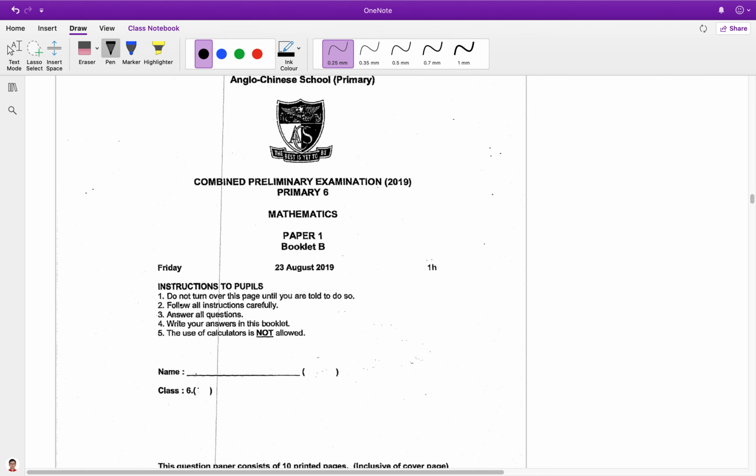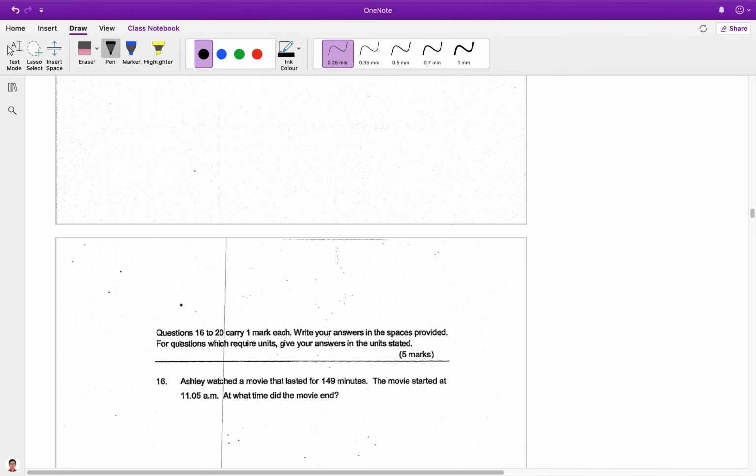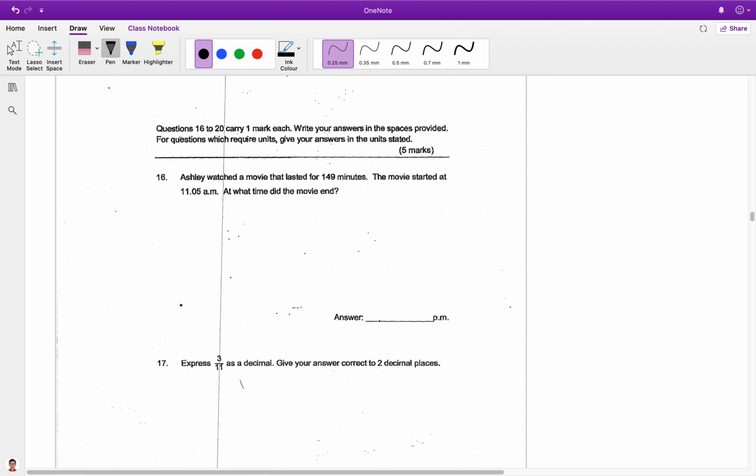Okay, now we come to booklet B here. So actually watch a movie that lasts for this kind of minutes. The movie starts at this time, and what time is the end? Well, you know that this is start time, this is elapsed time, right? This is end time. So end time is easy. We just use start time plus the elapsed time, right?